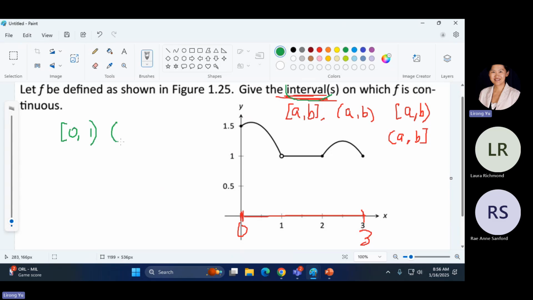With an interval, we only provide the left endpoint and the right endpoint. Left endpoint is 1, right endpoint is 3. That's our second interval of continuity. So this function is continuous from 0 to 1, and then from 1 to 3. It has one discontinuity at 1. So this is how we represent discontinuity. We're saying at 1, there's a break.